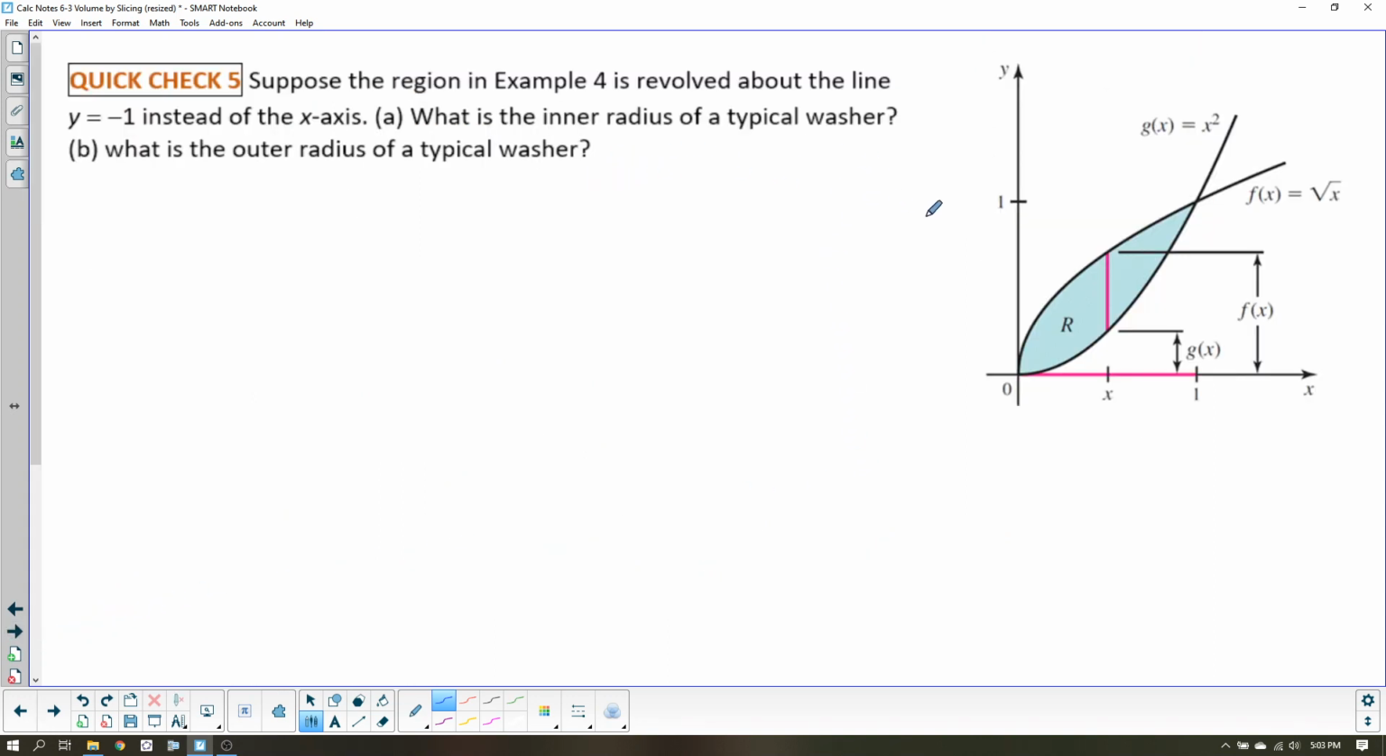Okay, let's try a modification of this region. So this quick check, we're using the exact same functions that we had before, the x squared and the square root of x, but we're not going to rotate it about the x-axis now. What we're going to do instead is rotate it about x equal -1. So imagine we extend this down. Let's say this is -1 here. And we want to rotate around this.